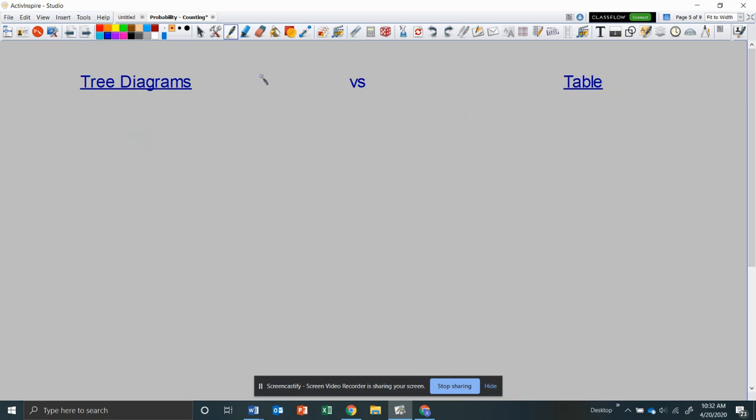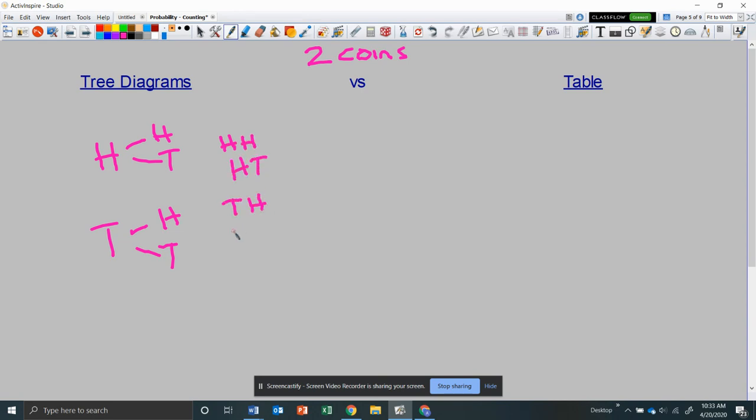So we can do a tree diagram for these, or we can do a table. I already showed you the tree diagram for 2 coins. Heads or tails, and then heads or tails from each of these. This is called a tree diagram. So I've got heads, heads; heads, tails; tails, heads; tails, tails. This would be my sample space, okay?